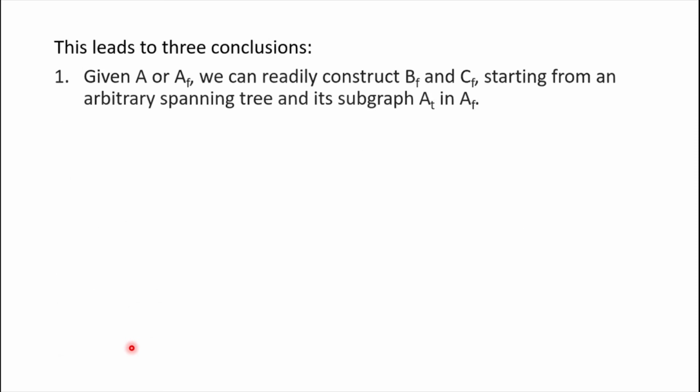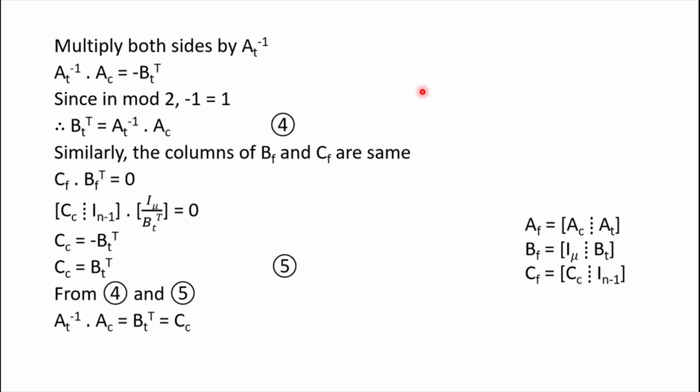Okay, so from this, we can draw certain conclusions. The first one is, given A or AF, we can readily construct BF and CF, starting from an arbitrary spanning tree and its subgraph AT in AF. So suppose you're given AF. Then you have AC and you have AT inverse also. So if you have AF or A, you can easily construct BF or CF.